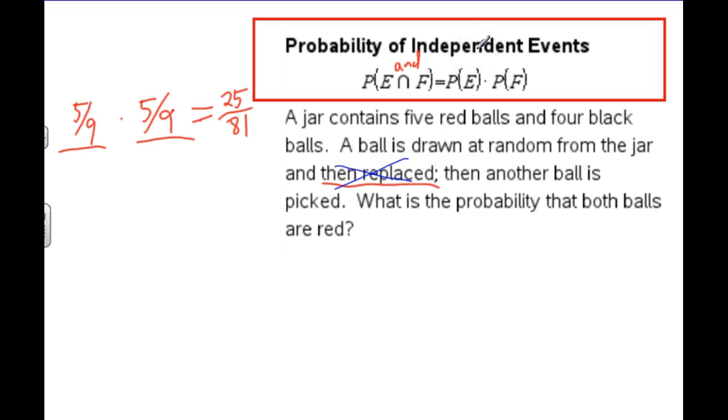Because your first pick had an effect on the second pick. So if you don't replace, it absolutely is not independent. It is a dependent event. So let's figure that out. It's going to be a slightly different calculation.